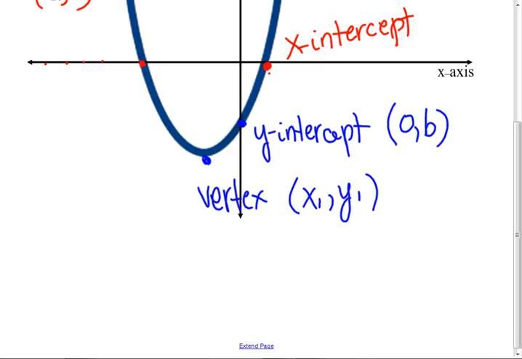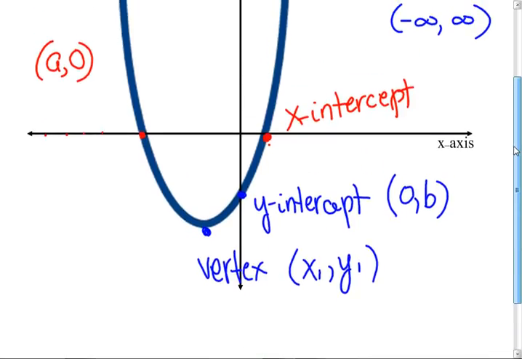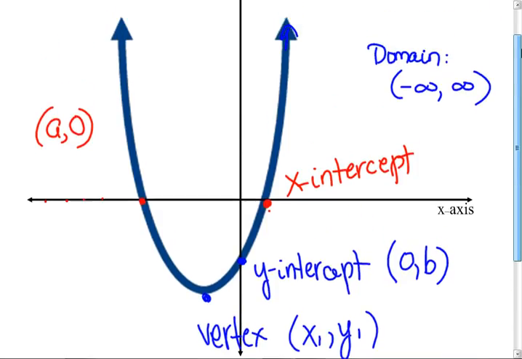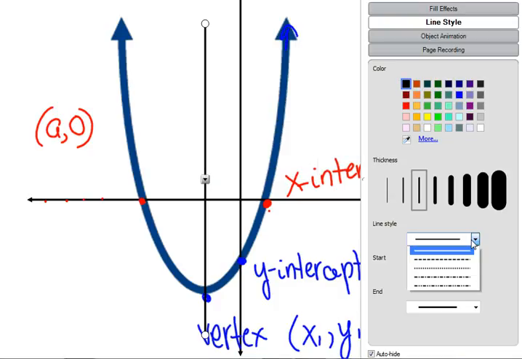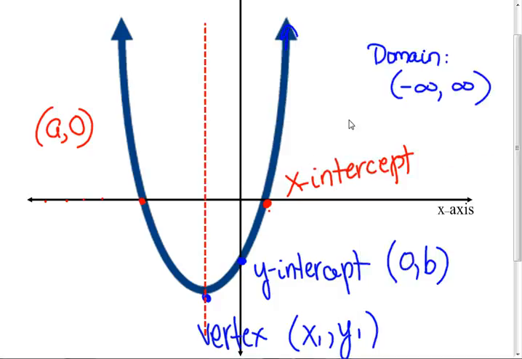They're still there. So, then there's one other thing, and we're going to draw a line here. And there's some symmetry here. If I go through the vertex, this line should be halfway between my two x-intercepts. And let's change that to a dotted line, and we'll make it red. And that's called the axis of symmetry. And that's a vertical line. Do you guys remember how to write the equation of a vertical line?